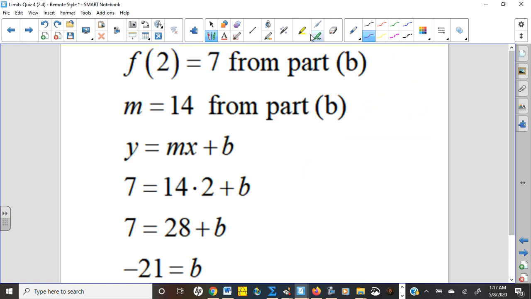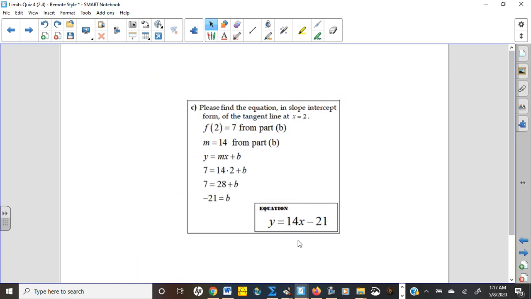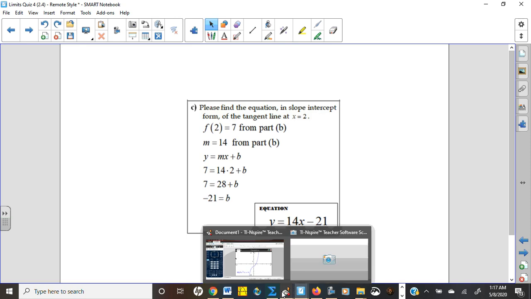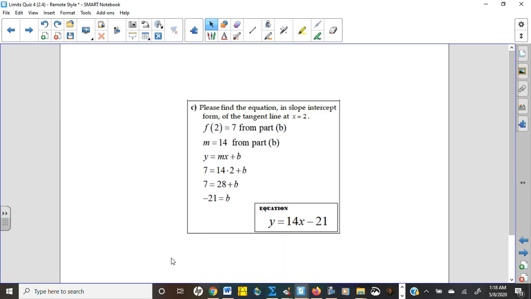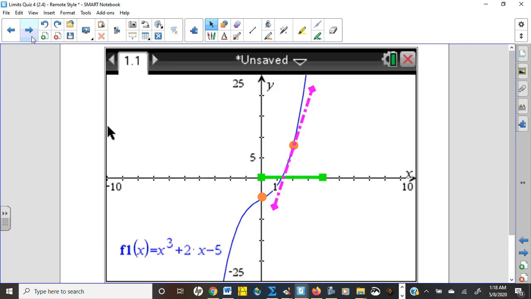But we're just going to go down here and plug in the information, the tangent slope we found in part B, and then the point, the x and y values 2 and 7, and we found an intercept of negative 21. Most of you did a very nice job on that, and that's the equation. y equals 14x minus 21. And I think we can compare our two graphs now. The other one was 18x minus 5.